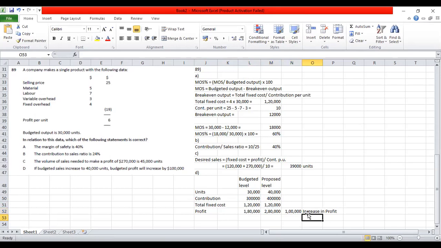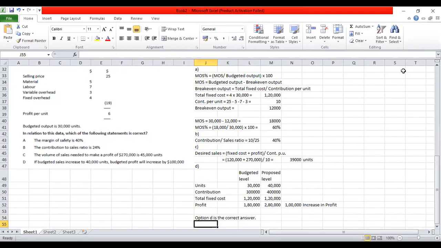This one question has covered so many topics: margin of safety, desired sales, contribution ratio, break-even point. All of them are covered in this particular question. So I hope it is clear. Tomorrow we'll start with the new topic, limiting factor analysis. Is that clear? Any doubts?